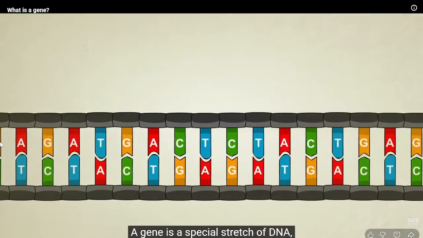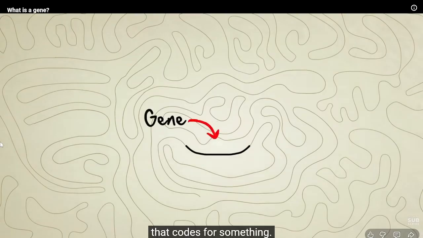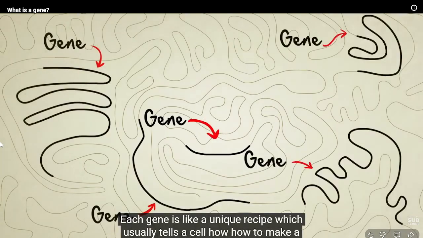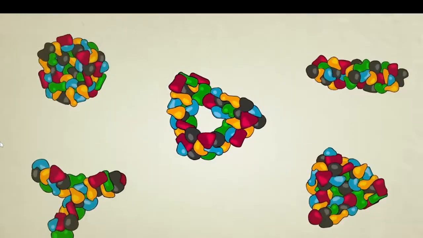A gene is a special stretch of DNA, not the entire strand of DNA, just a segment that codes for something. What does it code for? Codes for a protein. Each gene is like a unique recipe, which usually tells a cell how to make a protein or a group of proteins.